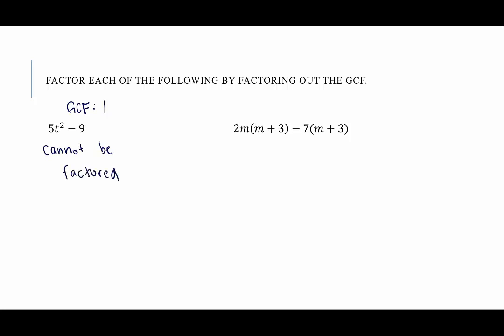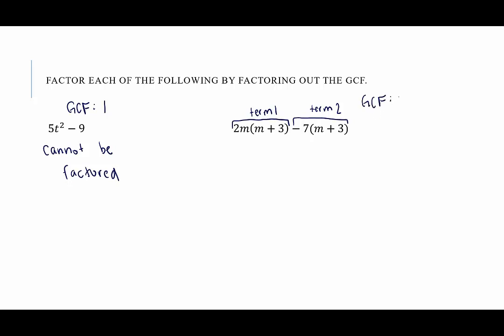Okay, now for this last one. This one's kind of funky. This one has 2 terms. So this one's term 1, and this is term 2. Term 1 has 3 factors, 2, m, and m plus 3. Term 2 has 2 factors, negative 7, I guess technically 3, because we have negative 1, 7, and m plus 3. The GCF here, hear me out, is one of those factors.